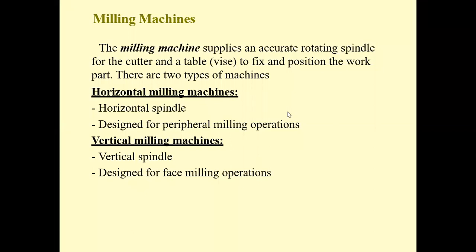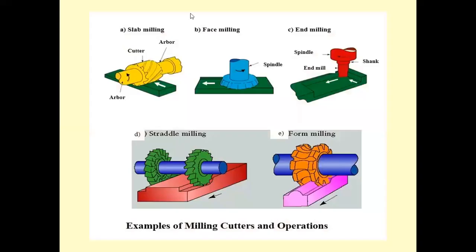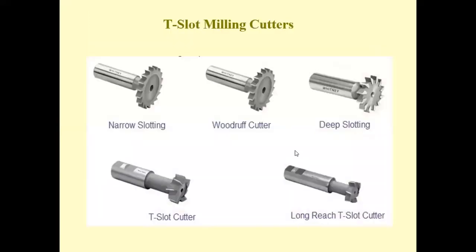So the milling machine. The machine in which milling happens is called a milling machine, right? A milling machine supplies an accurate rotating spindle. For every machine, a spindle or a driving mechanism is required. The driving mechanism may be rotating the cutting tool, or reciprocating the cutting tool, or rotating or reciprocating the workpiece. Anyone has to move, and in some applications both have to move. For machining, we need a relative motion between the cutter and the workpiece.